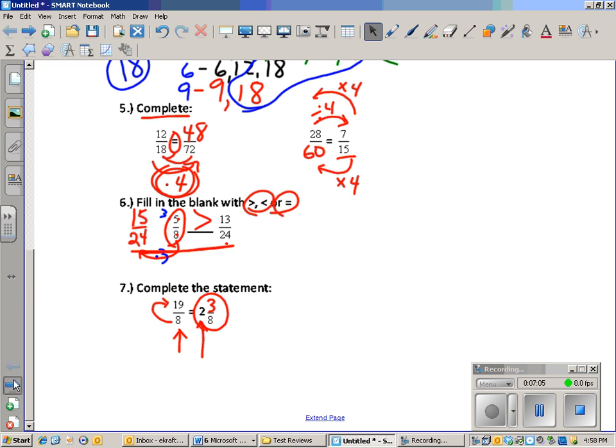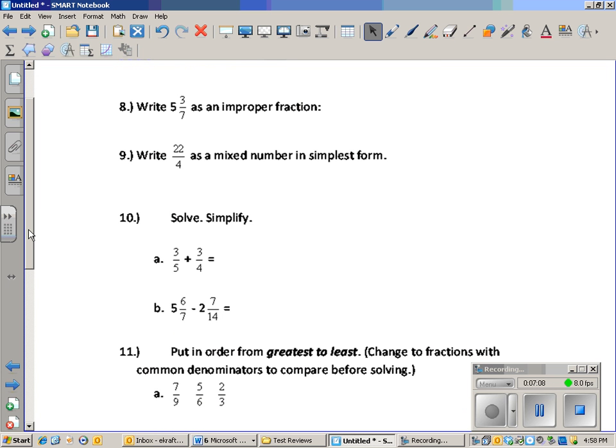And we're going to move on to the next page, and we have a mixed number, and we need to turn it into an improper fraction. So 7 times 5 plus 3, 7 times 5 is 35 sevenths plus 3 sevenths equals 38 sevenths. Got that one? Good.